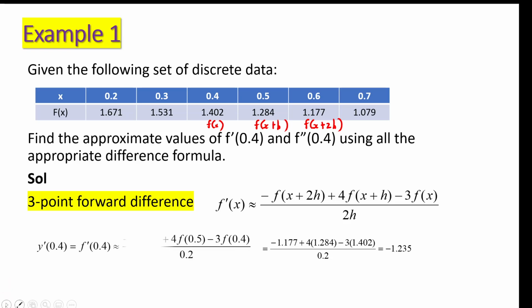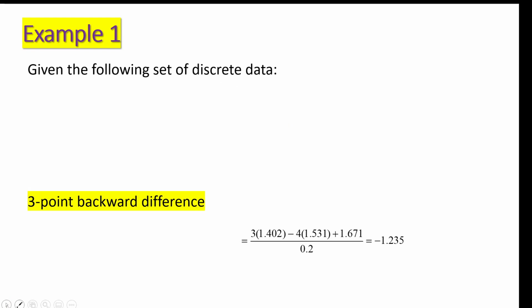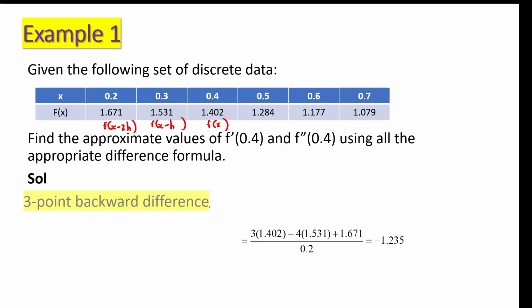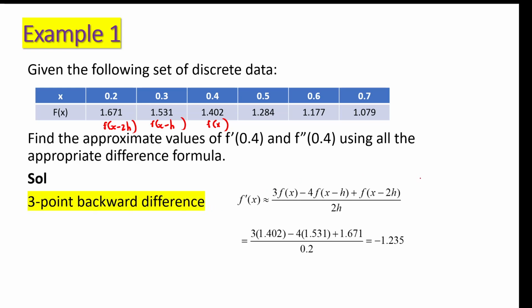Okay, if no, we proceed to the 3-point backward. So for 3-point backward, this is f(x). Looking back, this is f(x-h), this is f(x-2h). Then the 3-point backward. This is the 3-point backward for the first derivative.